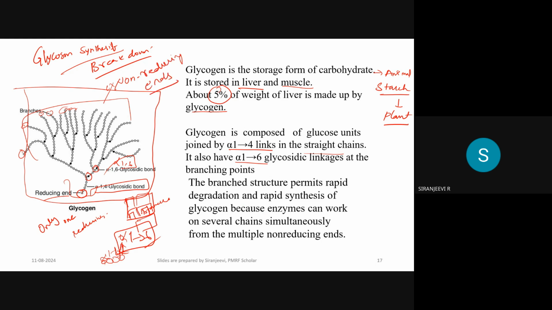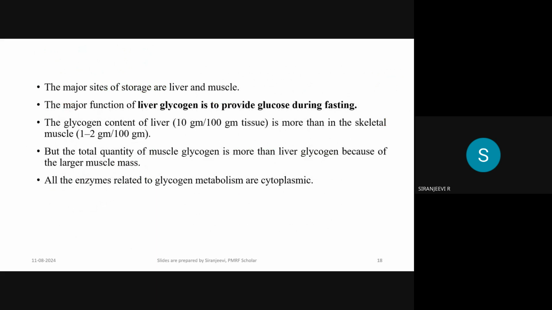Okay. And as I already stated, the major sites of storage are the liver and the muscle. The liver has so much glycogen content. For example, it can hold 10 grams in 100 grams of tissue, whereas muscle takes up only 1 to 2 grams of glycogen. But overall in the body, the liver is in only one place, the abdominal region. But muscle is there all over the body.